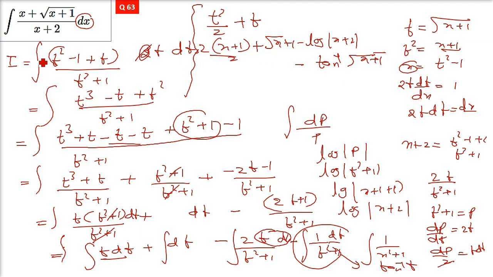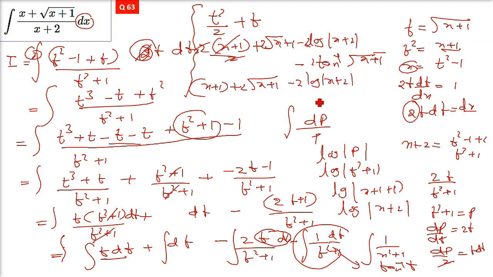Please multiply by 2. As I told you, I am going to use this 2 in a later part. This 2, this 2. So now just multiply everything by 2. This gets cancelled. You'll get (x + 1), then you have plus 2√(x + 1) minus 2 log modulus of (x + 2) minus 2 tan inverse √(x + 1) plus the constant of integration.